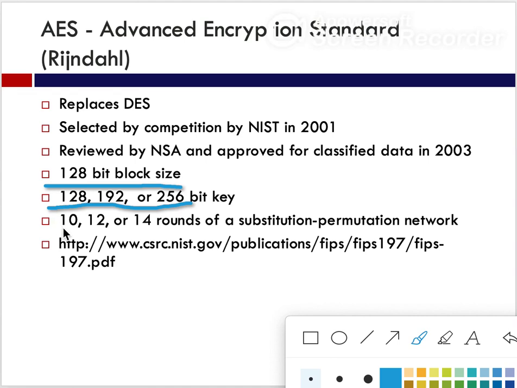And for the number of rounds we also have 3 options. If we are using a 128-bit key, then the number of rounds will be 10. If we are using a 192-bit key, the number of rounds will be 12. And if we are using a 256-bit key, then the number of rounds is 14. In each round we apply a substitution and permutation network. Now DES uses the Feistel network, but AES uses a substitution permutation network, so the AES structure is different from the DES structure.